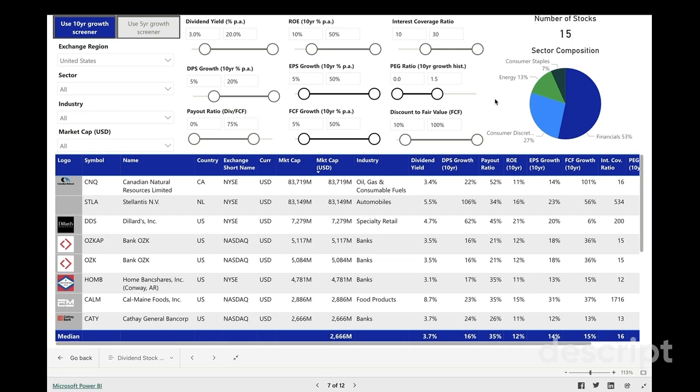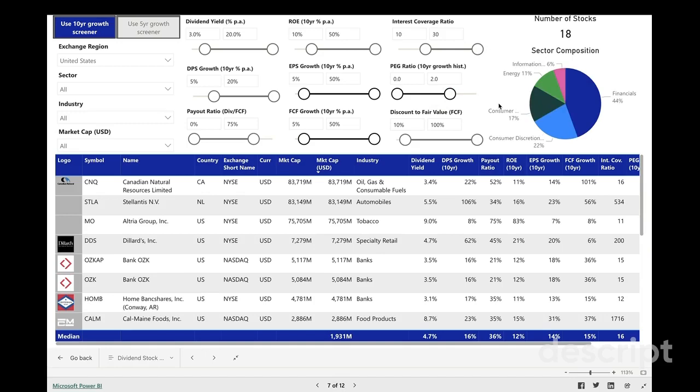Feel free to adjust the settings according to your own strategy. For example, let's change the price earnings to growth ratio to 2 to include a broader range of potential dividend stocks. You can either use the slider or type the number directly. For a refresher on these financial metrics, refer to our comprehensive stock investing glossary available on the website.